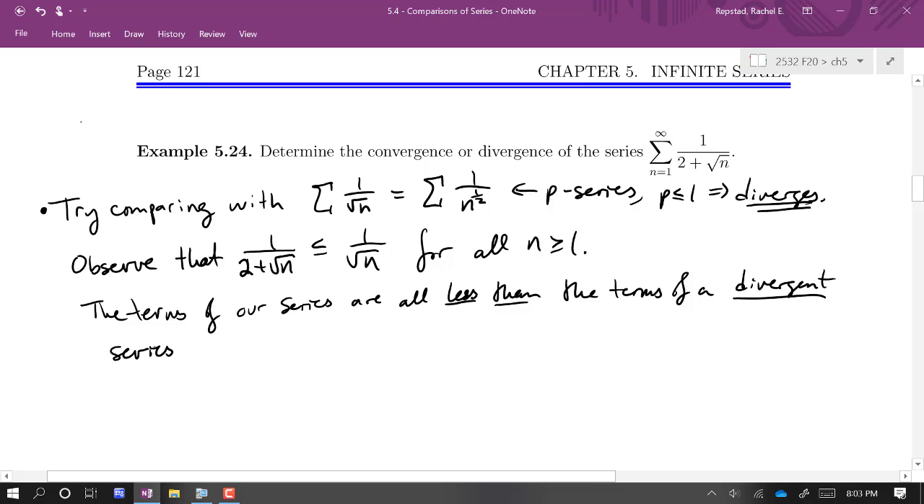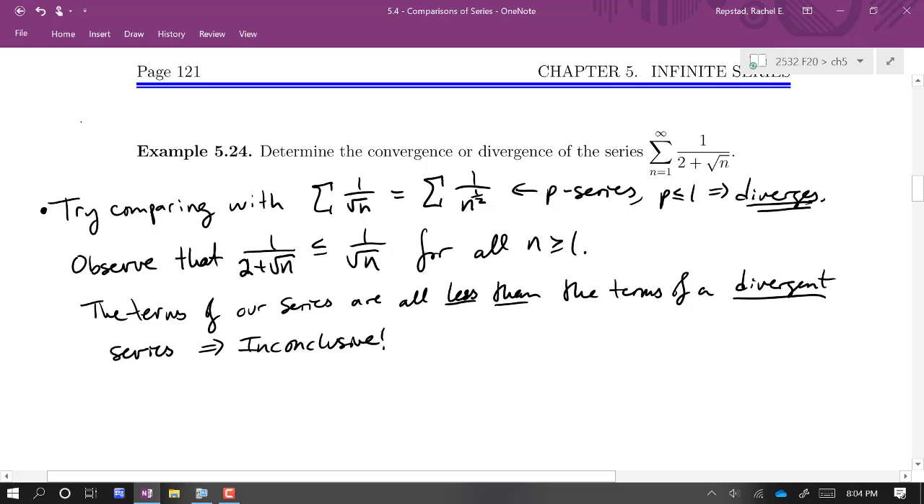Now here's the problem. If the terms of our series are all less than the terms of a divergent series, that means that this is inconclusive. It could mean that they're all less than this divergent series, maybe so much less that the series converges. Or maybe they're less than this divergent series and it still diverges, but maybe more slowly. The point here is that showing that your terms are less than something that diverges doesn't allow you to conclude anything. The direct comparison test works if you can show that your terms are all greater than something that diverges or all less than something that converges.